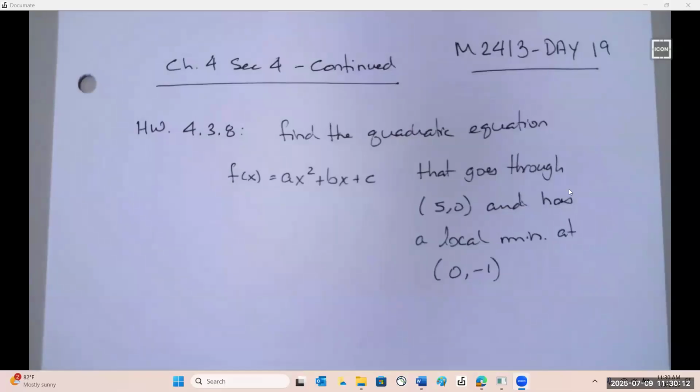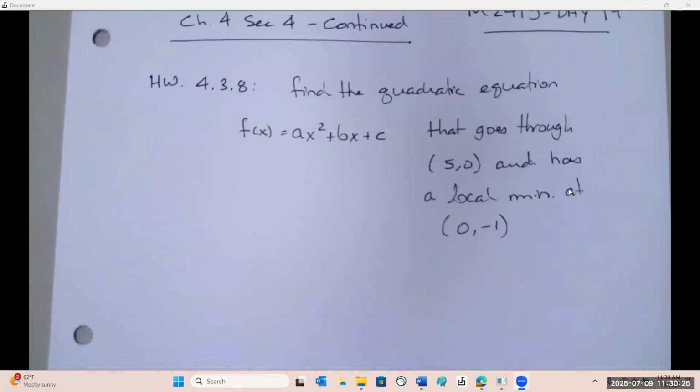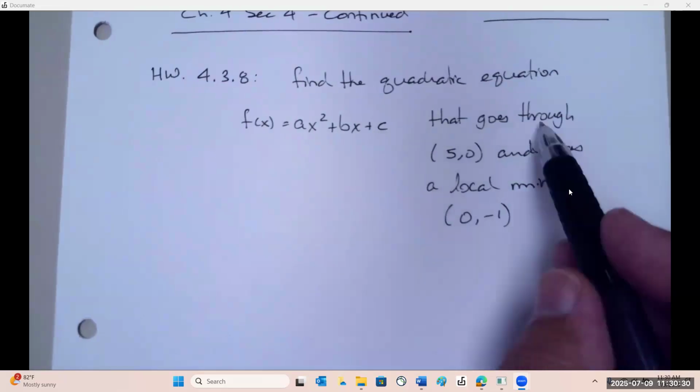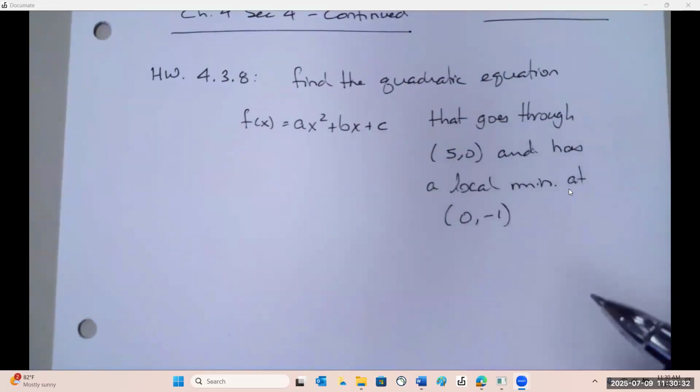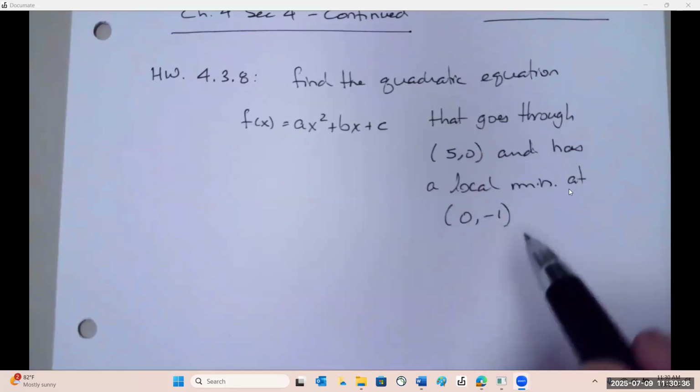And we're going to finish up section 4 today and then do section 5 also. But first, we have a question. The homework problem says, in chapter 4, section 3, question number 8: find the quadratic equation f of x equals ax squared plus bx plus c that goes through the point 5, 0 and has a local minimum at 0, -1.